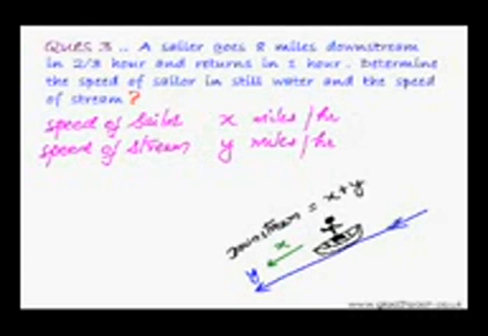But on his return journey, the sailor has to go up the stream. That means his speed would be in this direction. So the speed of the stream would be against him. So that means his resultant speed upstream would be x minus y.